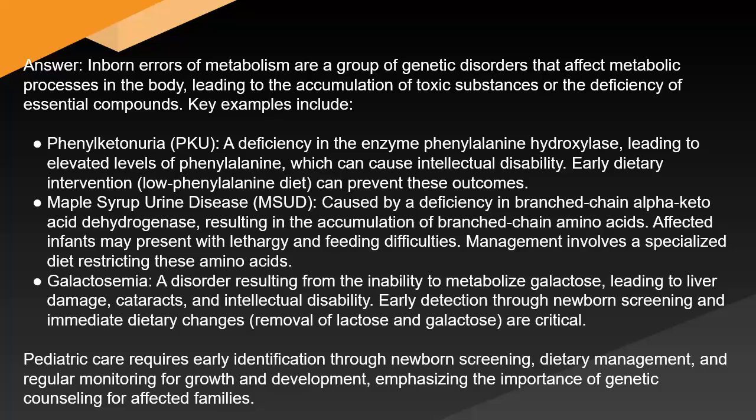Maple syrup urine disease (MSUD), caused by a deficiency in branched-chain alpha-keto acid dehydrogenase, resulting in the accumulation of branched-chain amino acids. Affected infants may present with lethargy and feeding difficulties. Management involves a specialized diet restricting these amino acids.